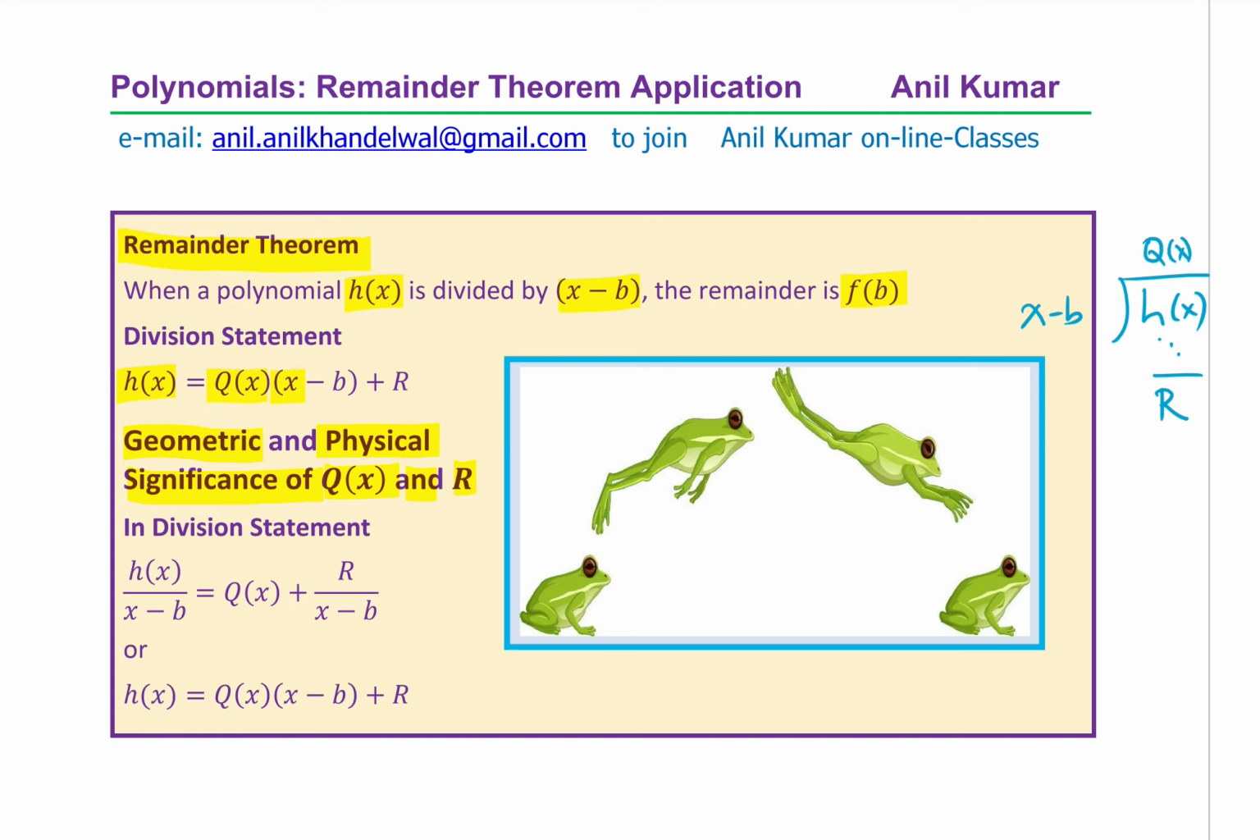Now, this particular division statement, which you see in the multiplication form as h of x equals q of x times x minus b plus r, can also be written as h of x divided by x minus b equals quotient plus remainder still to be divided by x minus b, right? So these are the two forms in which we look at this equation. Now we'll understand what is the meaning of q of x and what is the meaning of the remainder r. Correct?